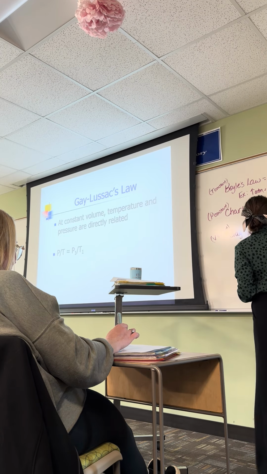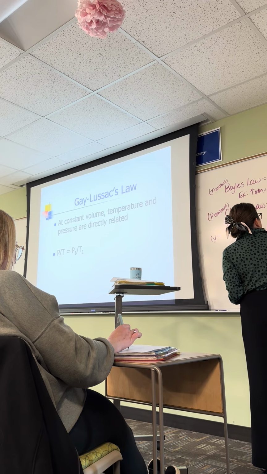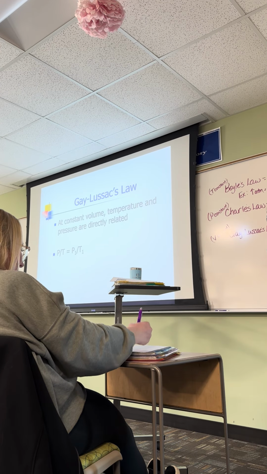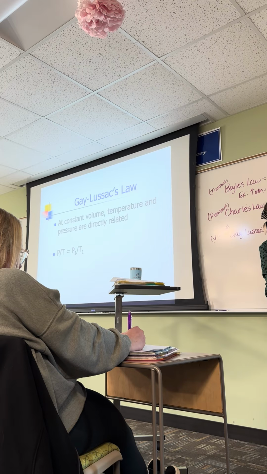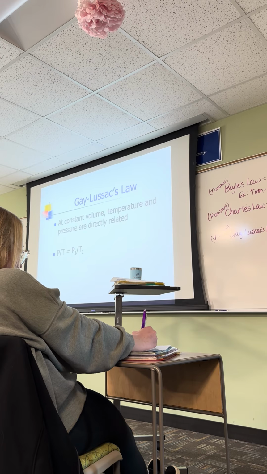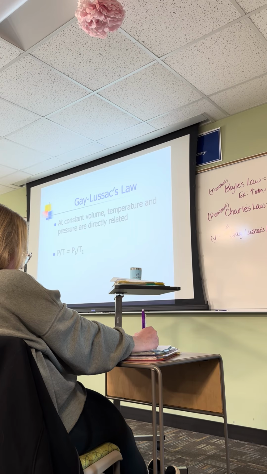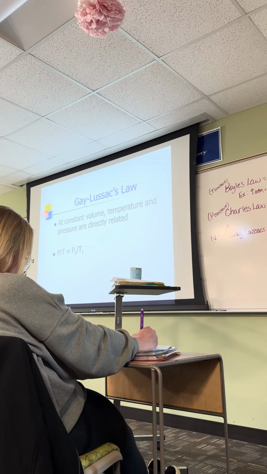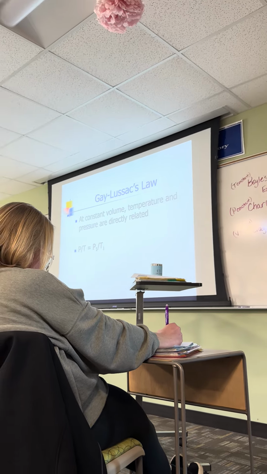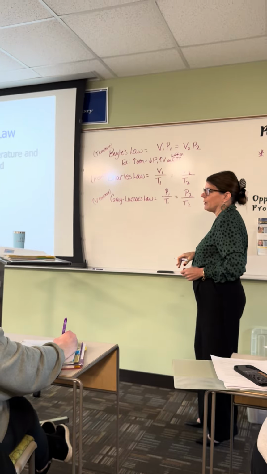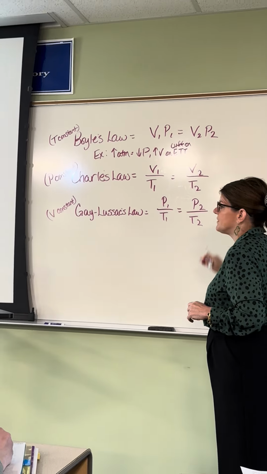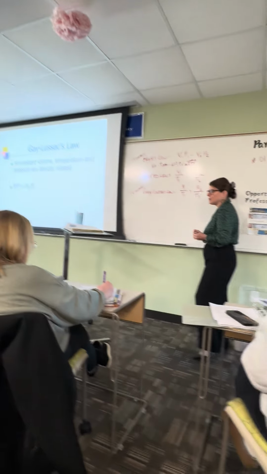Okay. So here again, now we've got a pressure on top. Remember, temperature always goes on the bottom. So now we've got a new pressure over a new temperature. And again, they're a direct relationship. So if temperature goes up, pressure goes up. If pressure goes down, temperature goes down. So they move the same direction. Both of those variables move the same direction, no matter what you do with them.